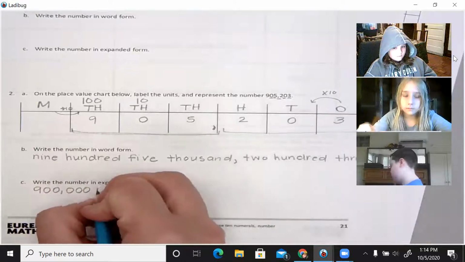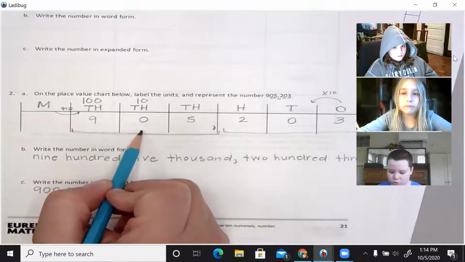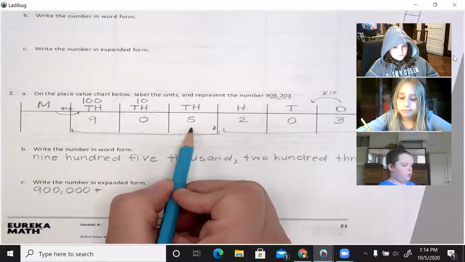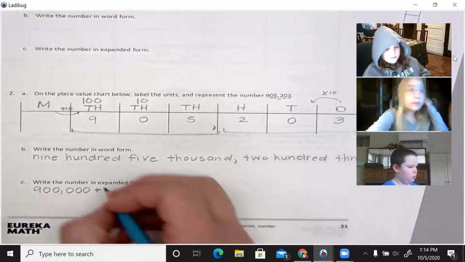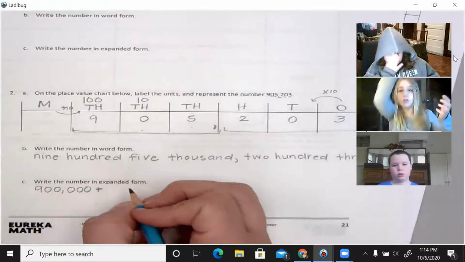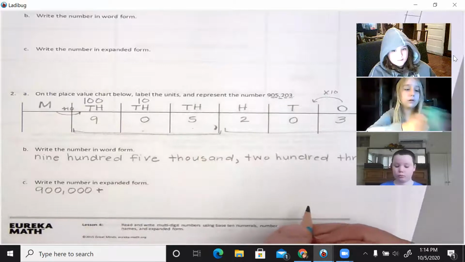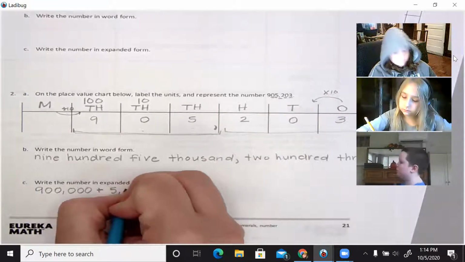And then I'm going to add to that. Here I have a 0 in my 10,000th place, so I don't need to write 0. I'm going to skip over to my 5, Olivia. What's the value of this 5? 1,000. That's the place value, but there's 5 of them. So what's the value of the 5? 5,000. Very good.